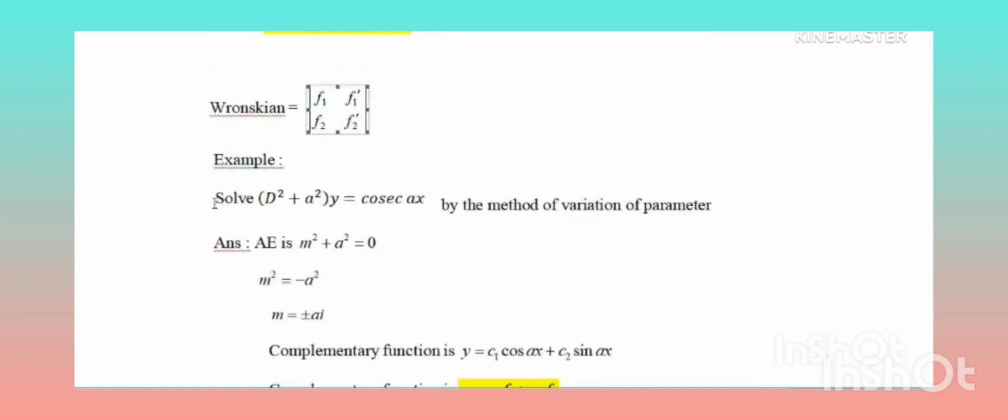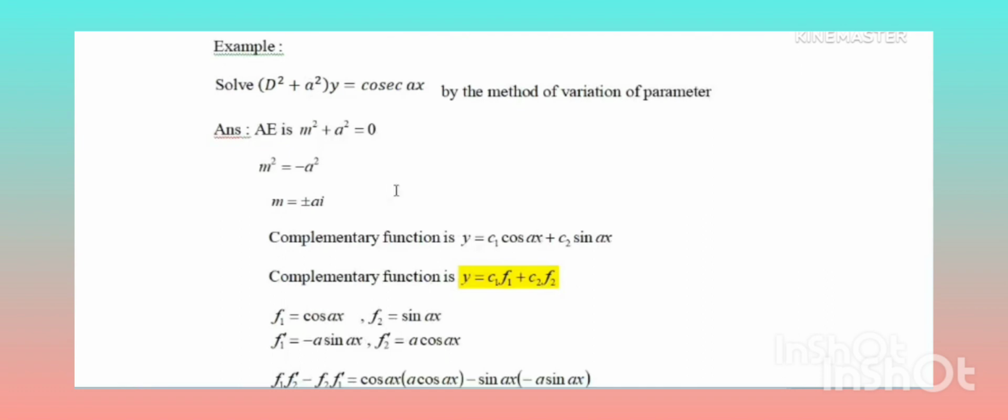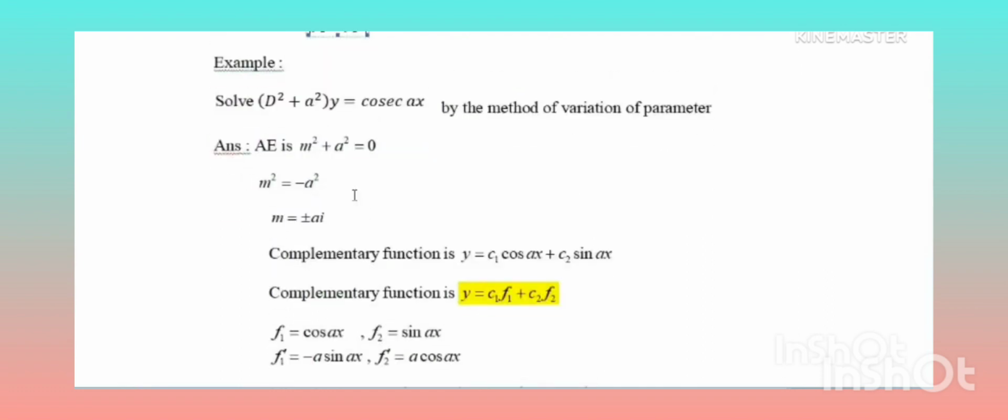For example, solve D square plus a square into y is equal to cosecant x by the method of variation of parameters. Immediately you have to write the auxiliary equation: m square plus a square is equal to 0.